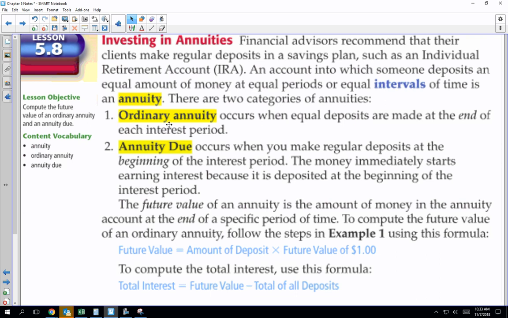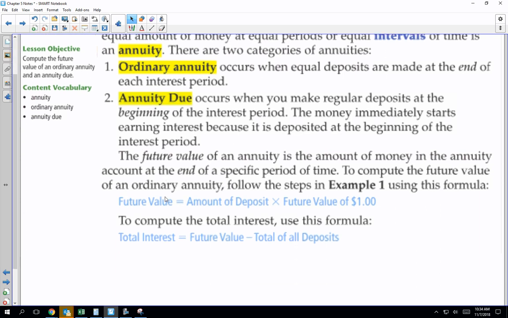Number 1 is an ordinary annuity. It occurs when equal deposits are made at the end of each interest period. And the other type of annuity is an annuity due. It occurs when you make regular deposits at the beginning of the interest period. The money immediately starts earning interest because it is deposited at the beginning of the interest period.